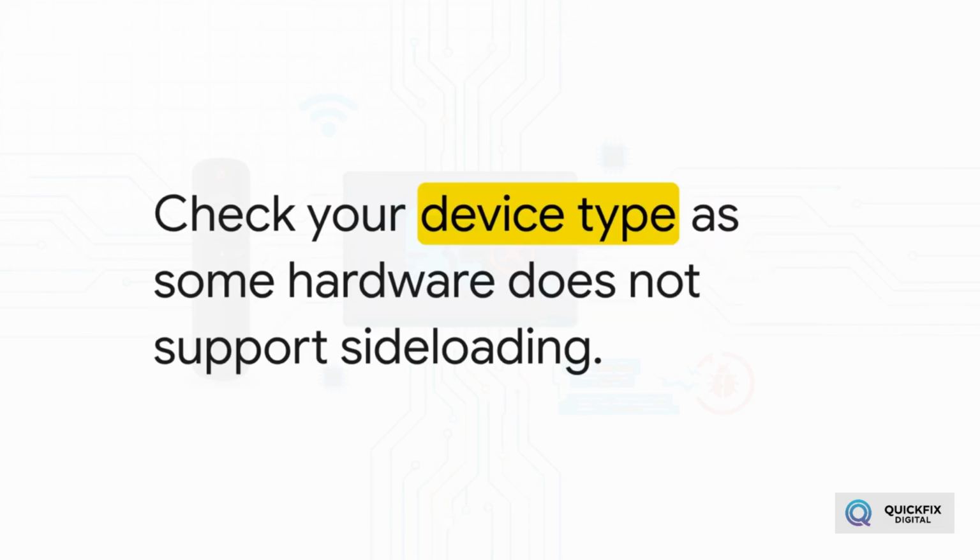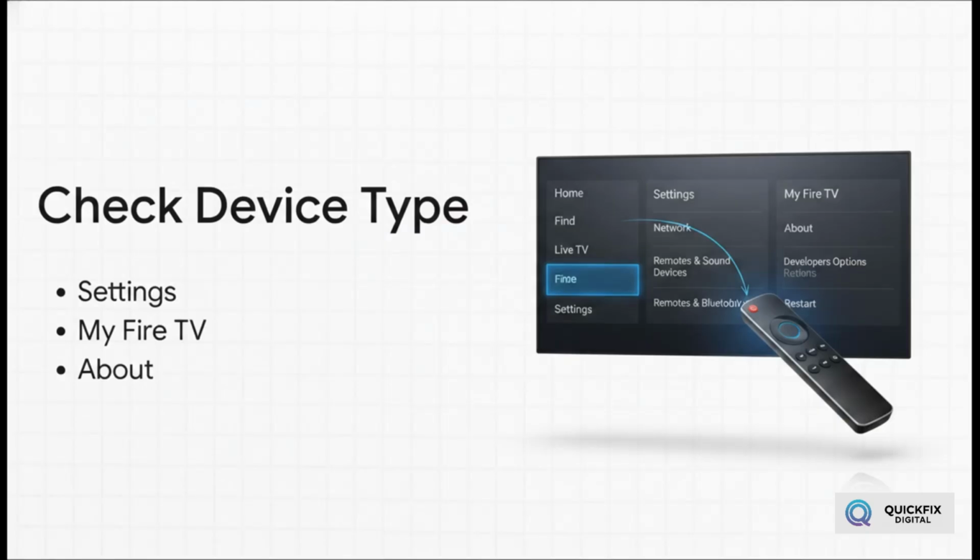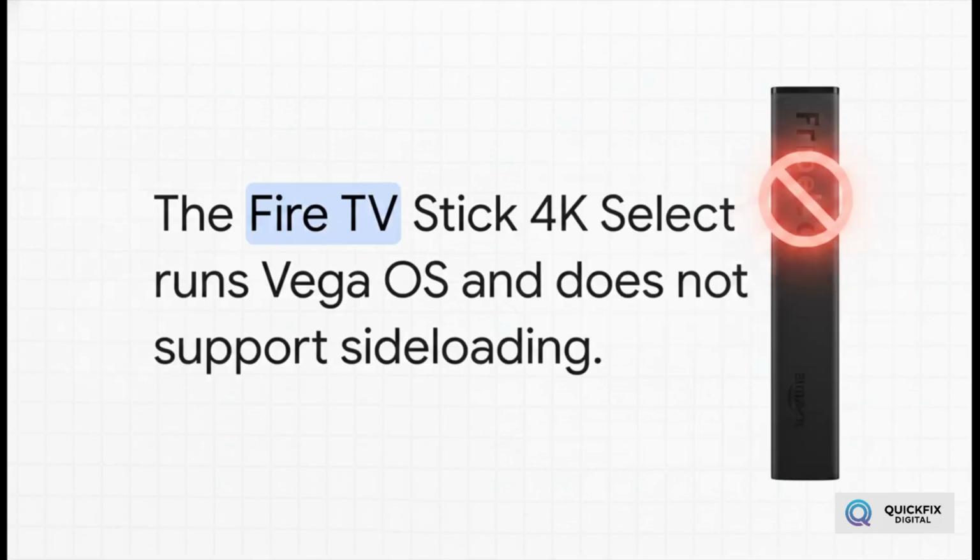If the app is fine, it might be your hardware. Let's check your device compatibility next. Grab your remote, head over to Settings, select My Fire TV, and then click About. See Fire TV Stick 4K Select? That model runs Vega OS, which literally blocks you from sideloading outside apps.